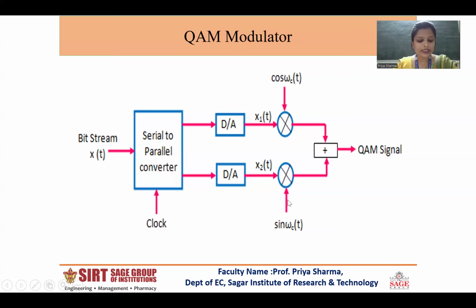The input is a data stream of binary digits at a rate of Fb bps. This data stream is converted into two separate data streams of Fb by 2. Here, suppose frequency F1 is sent, and half of it, F1 by 2, is sent to one portion and F1 by 2 is sent to the other. One data stream is ASK modulated on a carrier frequency Fc. The other data stream is ASK modulated by the same carrier frequency shifted by 90 degrees. The two modulated signals are then added and transmitted, and this is how the QAM signal is generated.